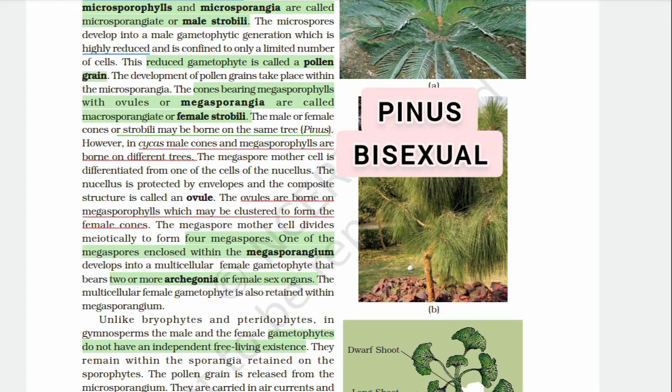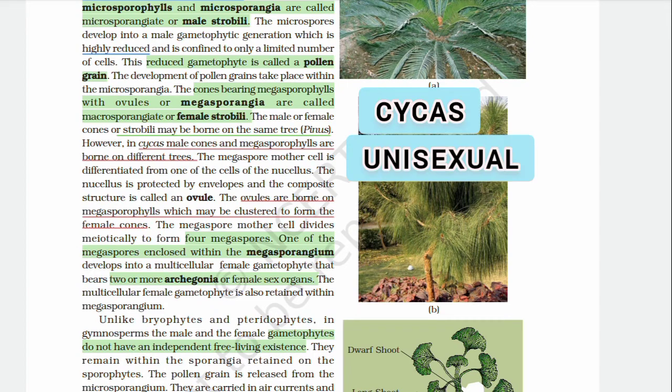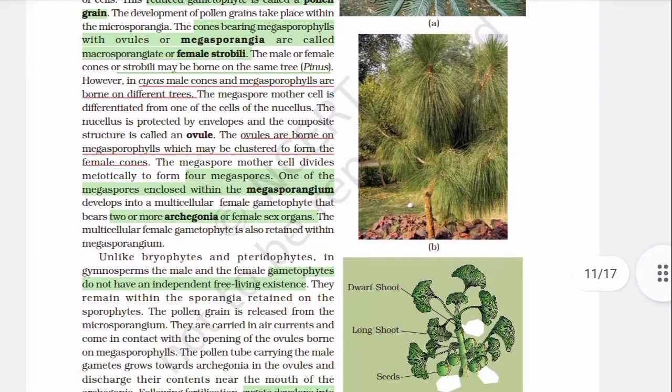So pinus is bisexual, whereas cycas have male cones and female cones on different trees and they are unisexual. And as you see, the megaspore mother cell will differentiate from nucellus. These nucellus are protected by envelopes. This ovule is megasporangia. These ovules are formed on megasporophylls which may be clustered to form a female cone.